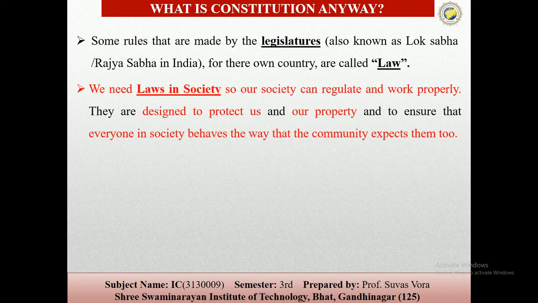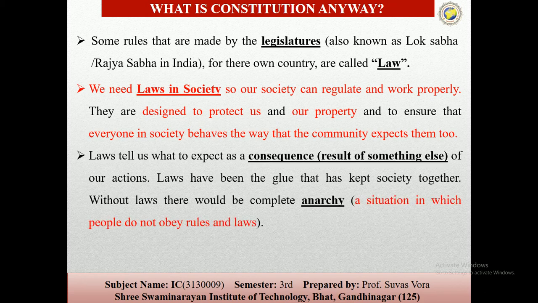So we need the laws in the society so our society can regulate and work properly, and they are designed to protect us and our properties and ensure that everyone in the society behaves as the community expects them to. So let us know what to expect as the consequence of our actions, and the laws have been the glue that has kept the society together.